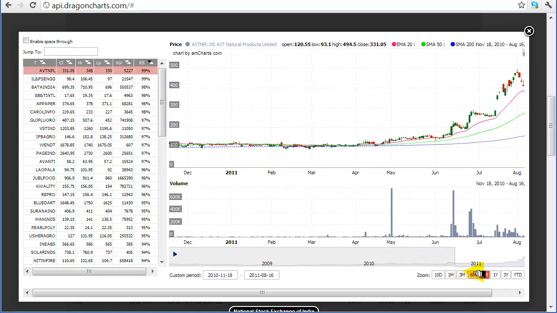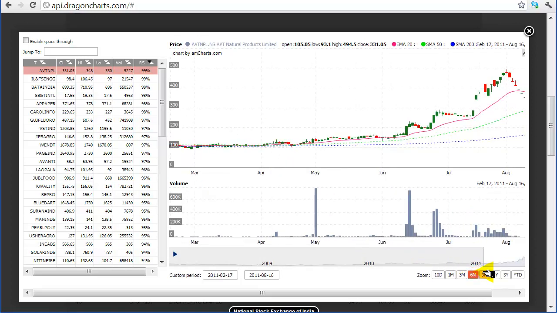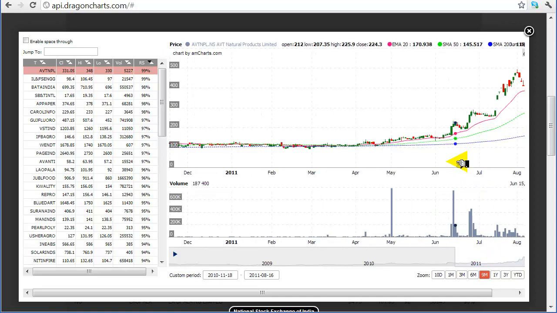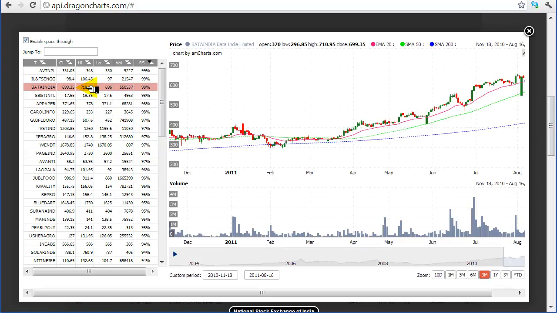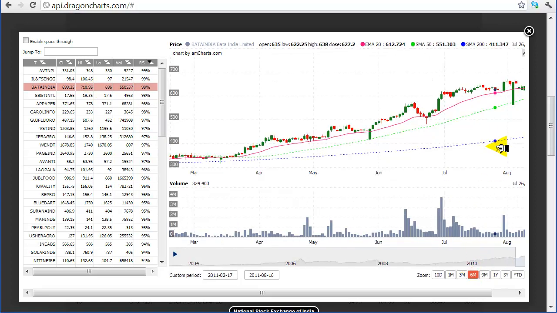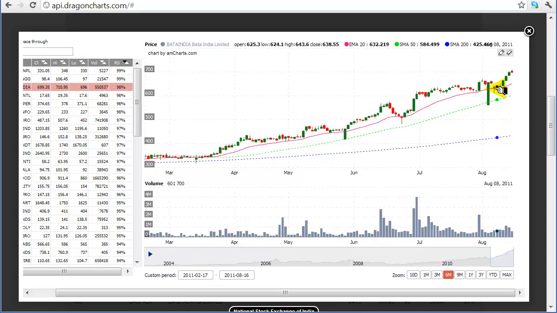And notice that this stock that came up here is in an uptrend. As the rest of the market is weak, this stock is still in an uptrend. It's actually on a pullback down to its 20-day exponential moving average. Then we can look at another stock, Bata India. Here again we have another stock that, if we look at the 6-month chart, you can see it's just broken out to a new high actually.